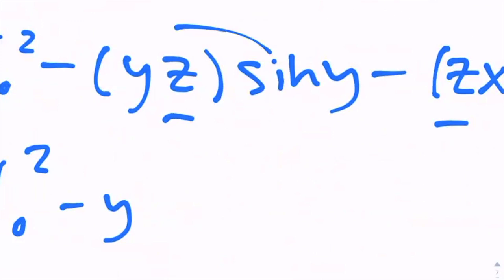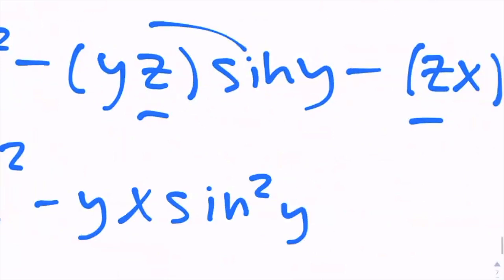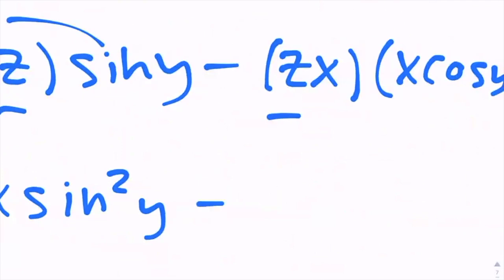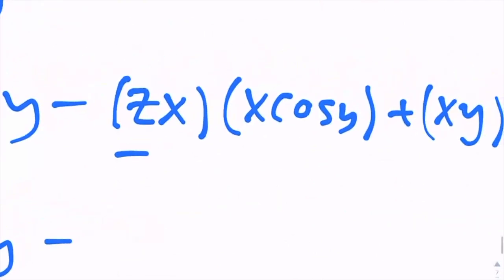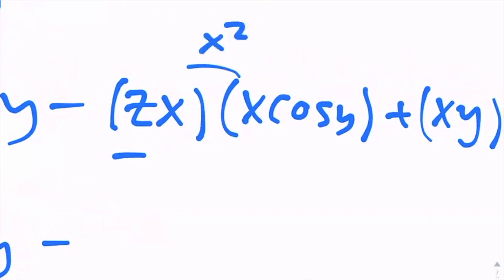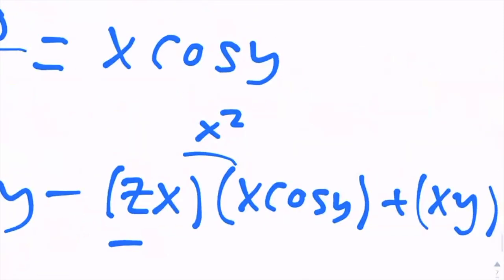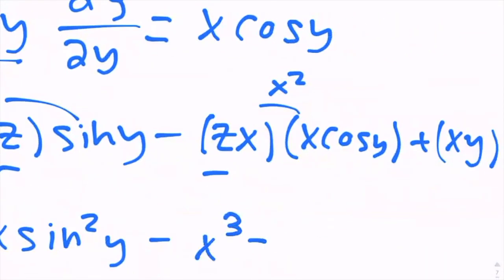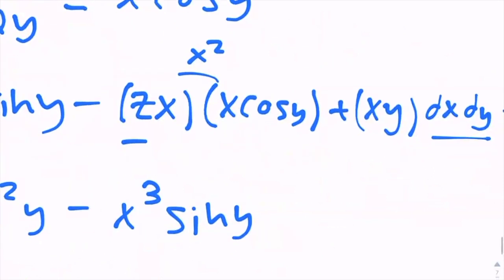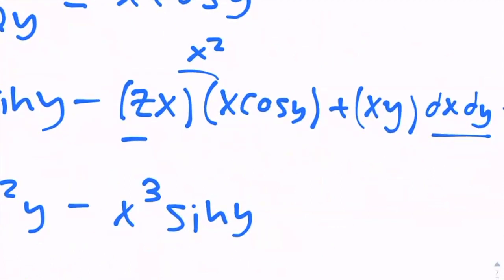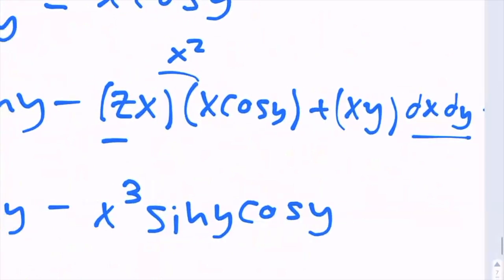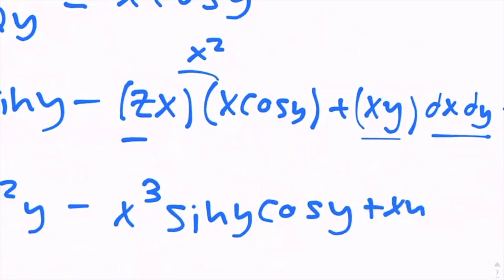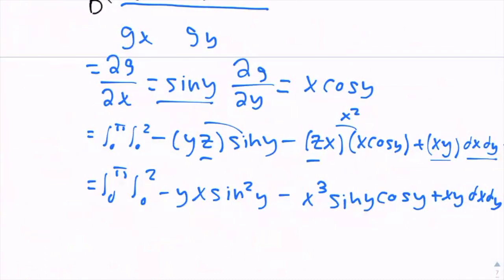I'm going to go ahead and simplify that, combine those terms. We're going to get x sine squared y minus z times x cosine y. We already know that this is x squared, so we can say we're going to multiply by an x sine y. So this is going to become x cubed sine y cosine y. And then there's no z terms here, so we can just say plus xy dx dy. And that is our integral ready to solve.